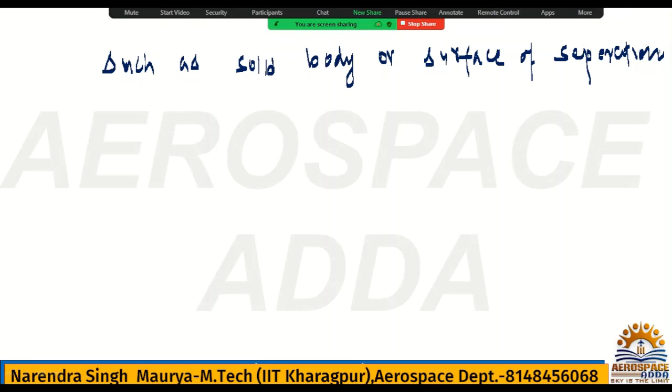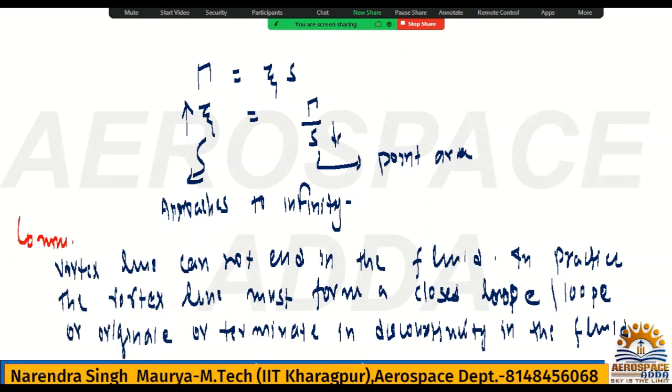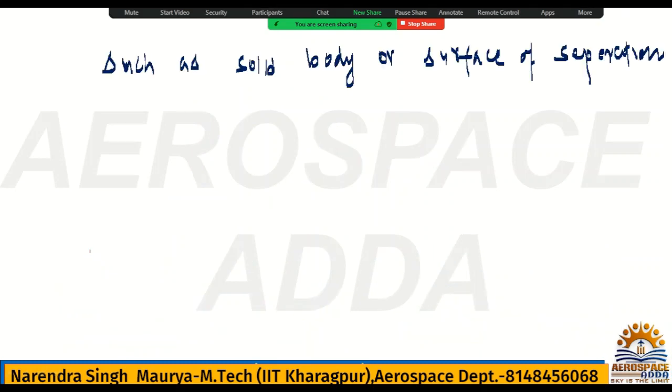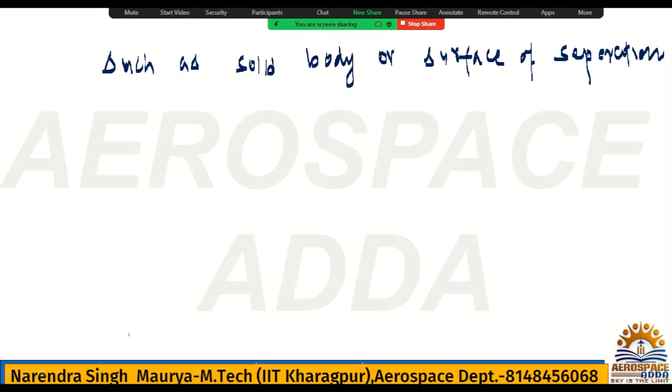And you can say it is from positive infinite to negative infinite. It will be continuous, it is not going to originate or terminate. Here it is clearly mentioned, this is the one comment. So you can show this by the diagram also, that the vortex tube cannot originate or terminate.